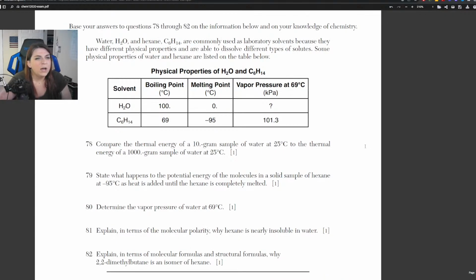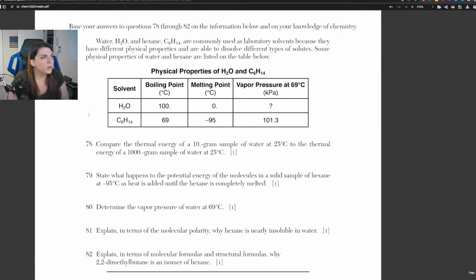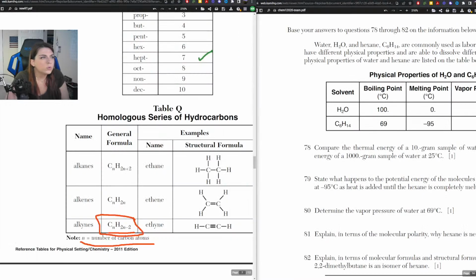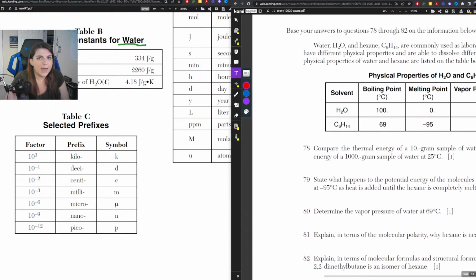H2O and hexane are commonly used as lab solvents because they have different physical properties and are able to dissolve different types of solutes. Some physical properties of water and hexane are listed on the table below. Compare the thermal energy of a 10-gram sample of water at 25 Celsius to the thermal energy of a 100-gram sample of water at 25 Celsius. Okay, so thermal energy is different from temperature. Thermal energy is based on mass, where temperature does not matter.